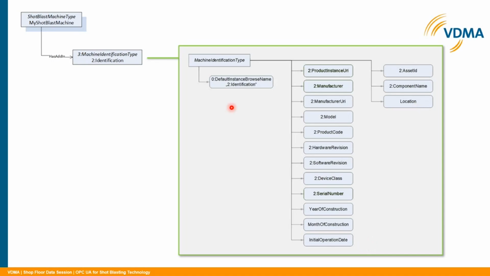So as you see in this box here, the machine identification type is a very accurate identification object, and this is a standardized identification for all of the machinery industry. So at this point we are harmonized by using this building block with all the other companion specifications from other branches that are using this building block.